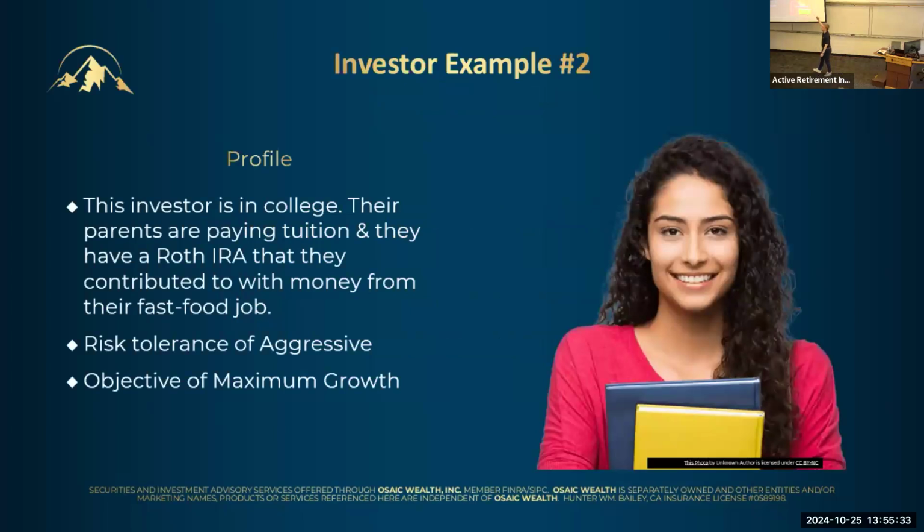Next person. So this investor is in college. Their parents are paying their tuition and they have a Roth IRA that they contributed to with money from their fast food job. Assume they're dollar cost averaging, still contributing, all the good stuff. They've got a risk tolerance of aggressive and their objective is maximum growth, because what would income do right now? They can't take it anyway. They would be paying penalties, all that fun stuff. So it's put it in, close your eyes, let it ride.